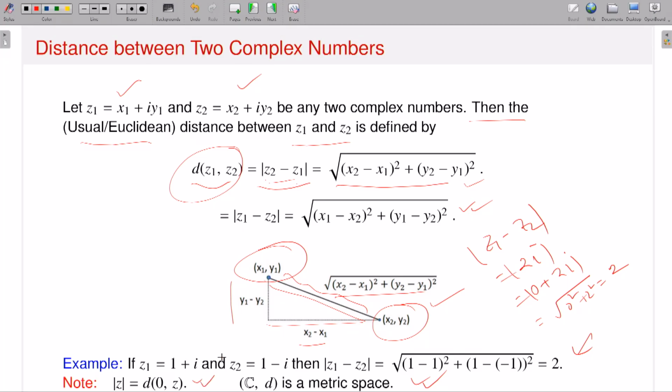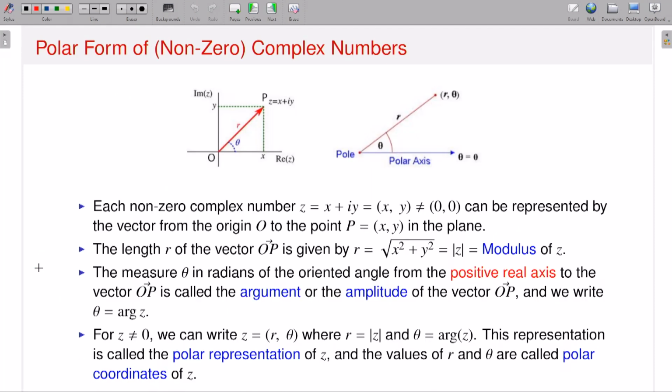This is one notation, so you can think about that. What is mod z? Mod z I can think of as the distance of z minus 0. So according to your formula, this is nothing but d of 0 comma z. That means the distance from the origin to the point z in the complex plane, which is nothing but the modulus of z.